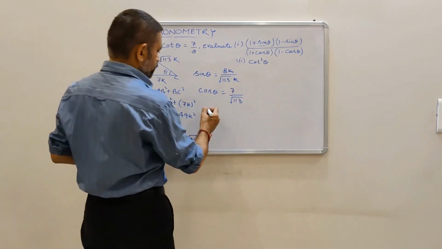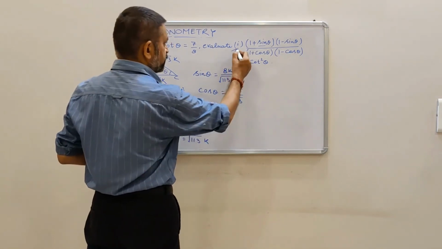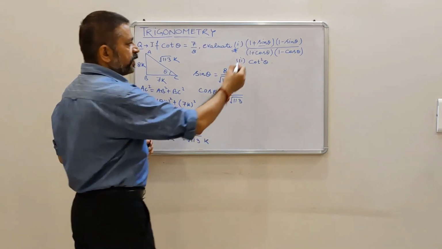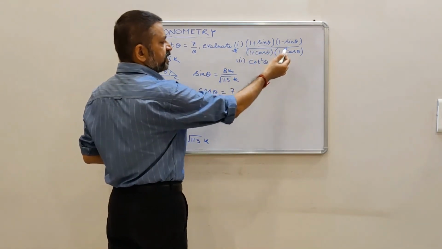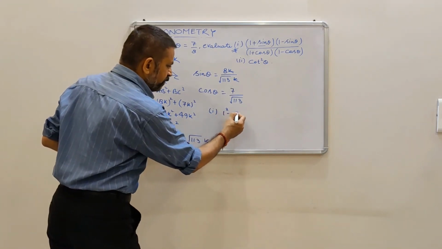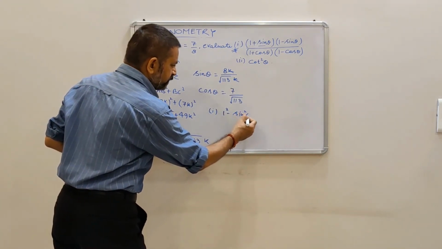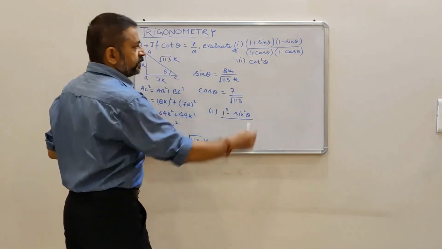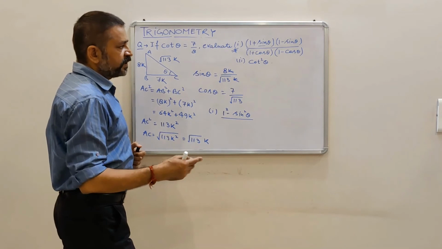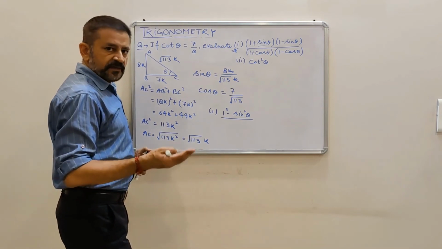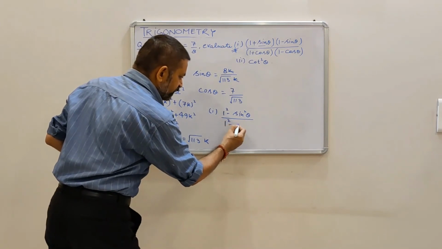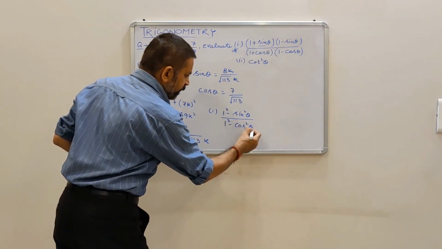Now, moving to the first part: 1 plus sine theta into 1 minus sine theta. If you remember, this is a plus b and a minus b, which gives a square minus b square. So it will become 1 square minus sine square theta. Similarly, in the denominator, it is 1 plus cos theta into 1 minus cos theta. Again, use the same identity, a plus b into a minus b, so it becomes 1 square minus cos square theta.